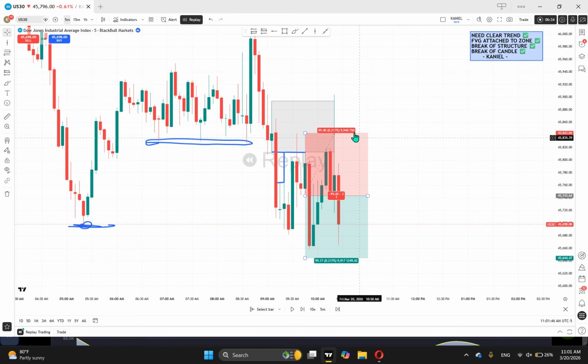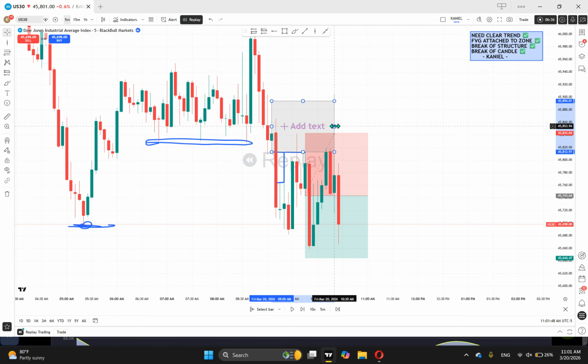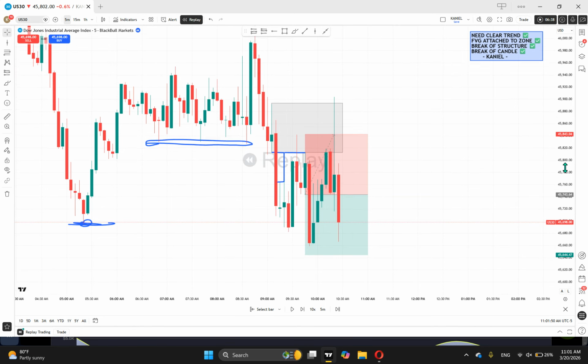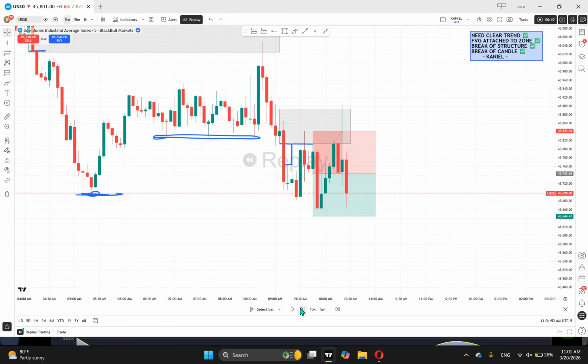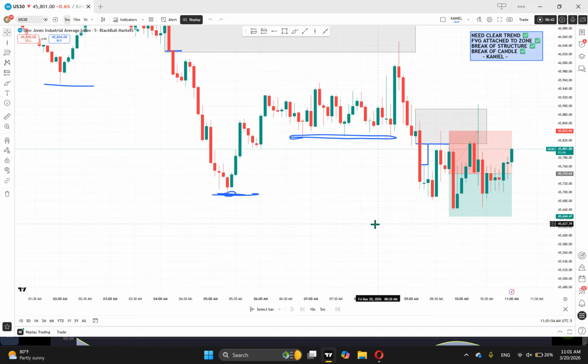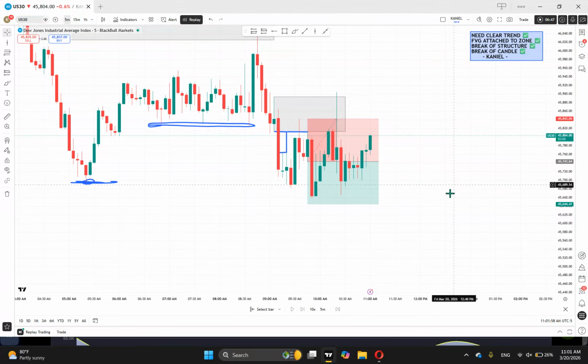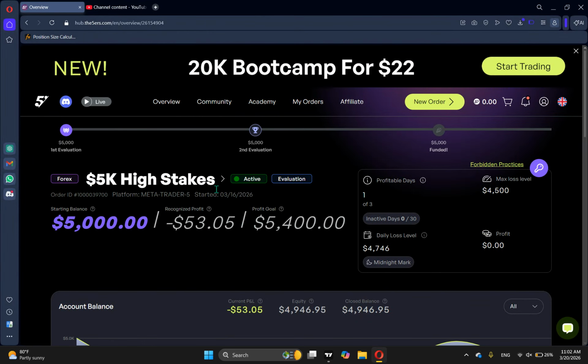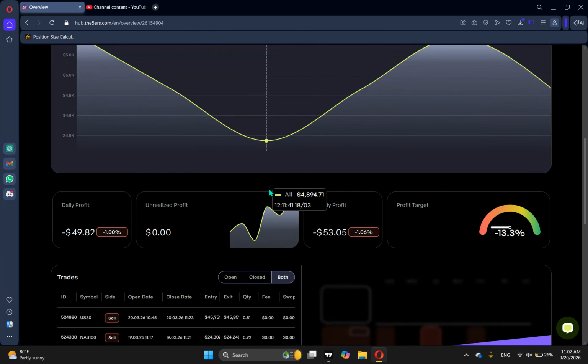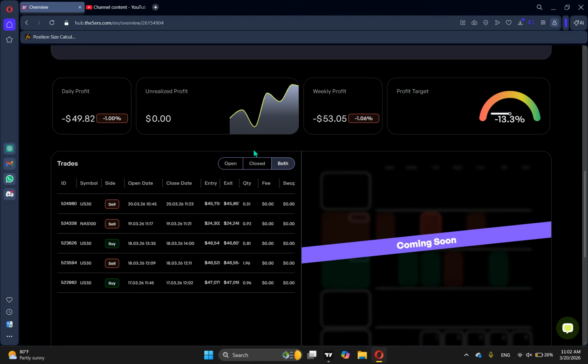But today is Friday, so I'm surely not going to force any more trades. I'll give you an update on the account right now. So this is where the market is presently at. Now for the update on the account. So still in drawdown 1%.